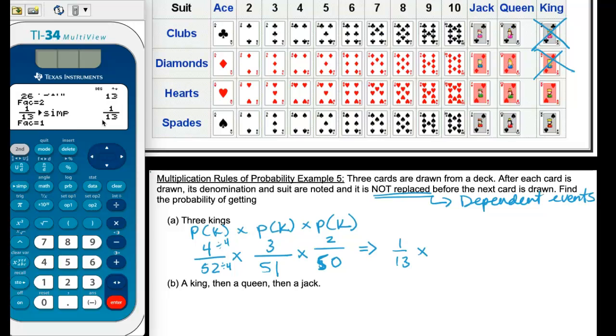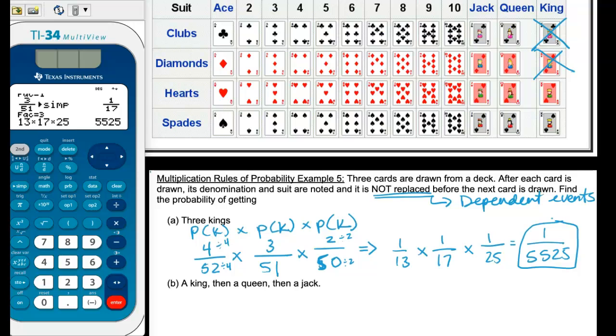And then reduce 3 out of 51. Let's do it the same way. So 3 out of 51, and then we're going to hit the simplify button, and we get 1 out of 17. And remember, if you have a graphing calculator, you don't have to be reducing here. You could just multiply these all together. And then 2 out of 50, we could divide these both by 2. I'm just going to do this one by hand, and we get 1 out of 25. And so then I can multiply the numerators. 1 times 1 times 1 is 1, and then 13 times 17 times 25 is the denominator, and I get 5,525.